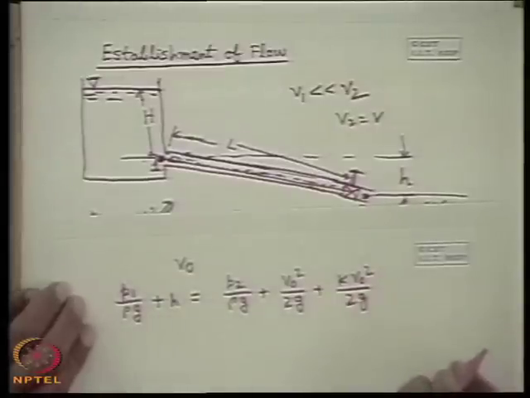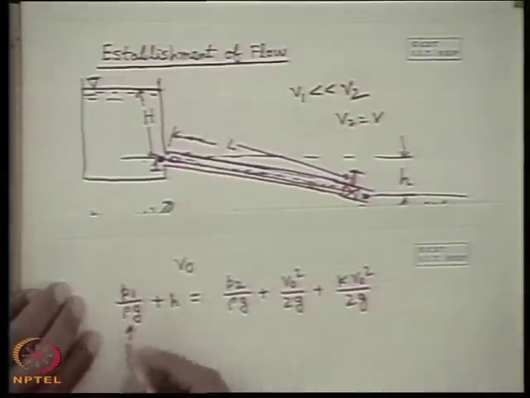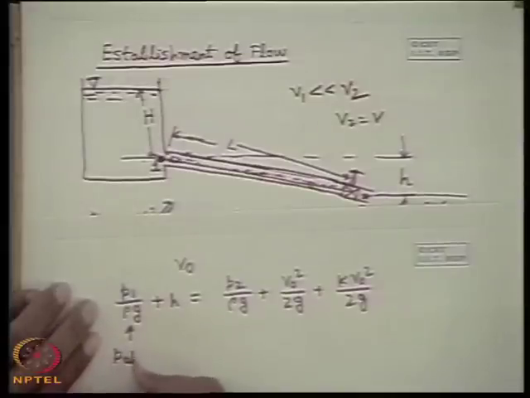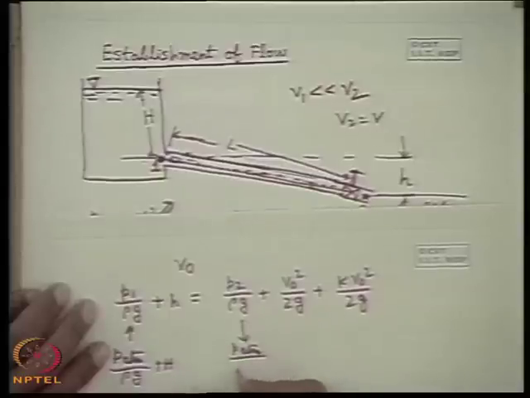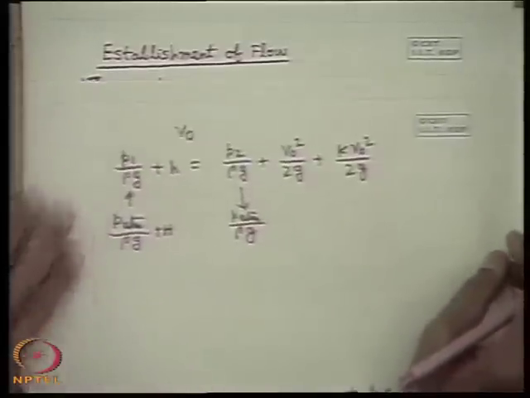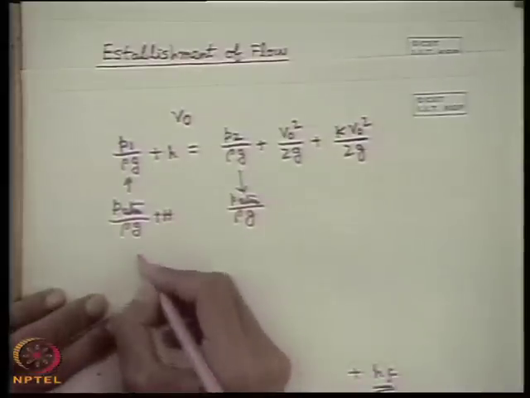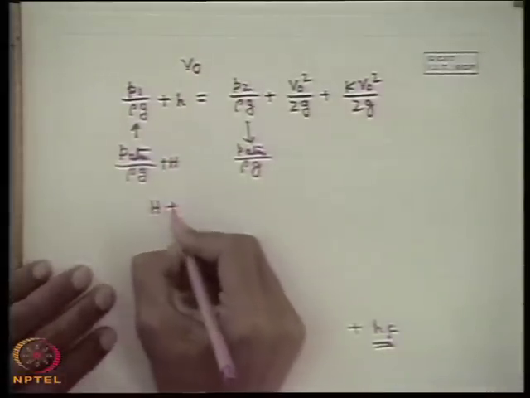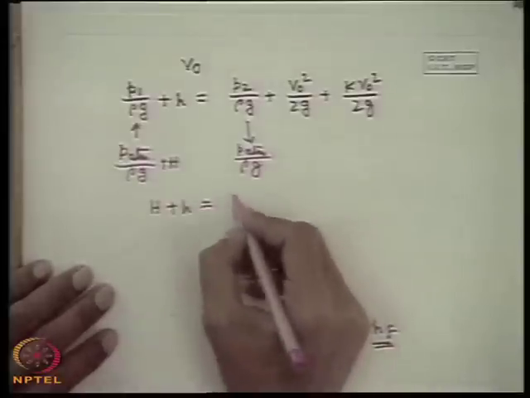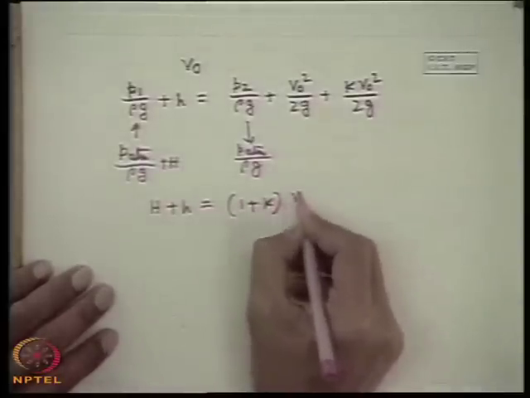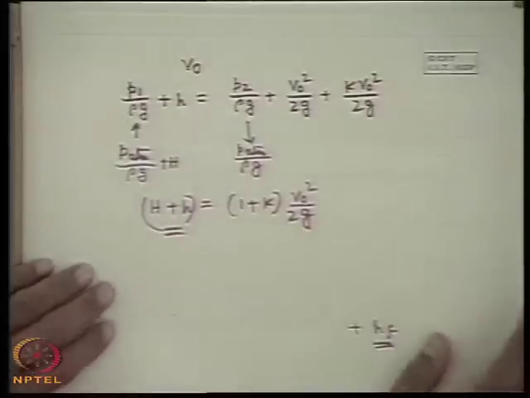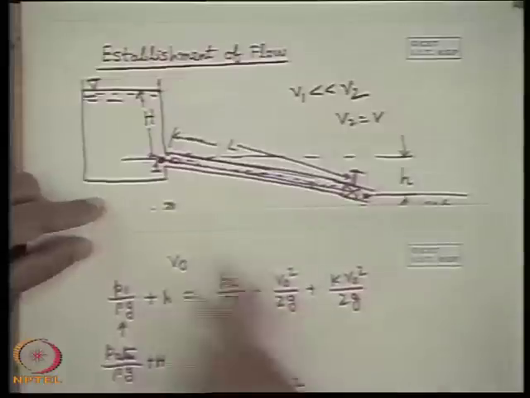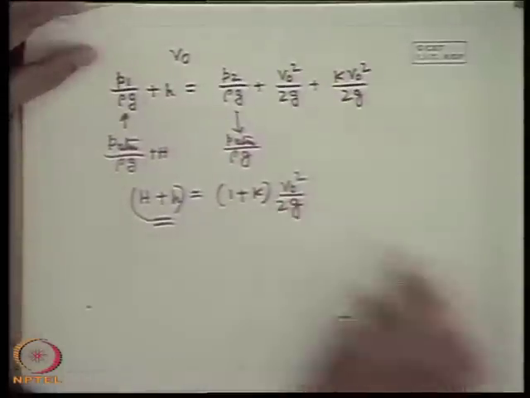There is no accelerative head. And P1 by rho g is P atmosphere by rho g plus h, and P2 by rho g is P atmosphere by rho g. Therefore, we get from here that h plus H is equal to 1 plus K V0 square by 2g, by the application of Bernoulli's equation under steady state, where V0 is the steady state velocity.